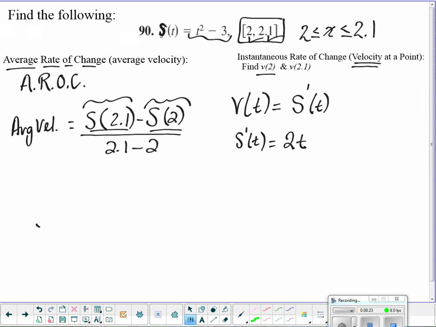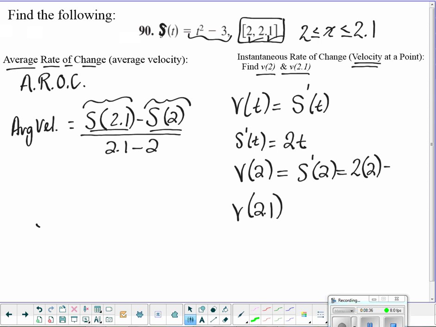They ask us to calculate v of 2, and then also v of 2.1. v of 2 will be s prime of 2, and I go into my derivative, put in 2 where I saw t, I get 4. v of 2.1 will be s prime of 2.1, which is going to be 2 times 2.1, giving us 4.2.